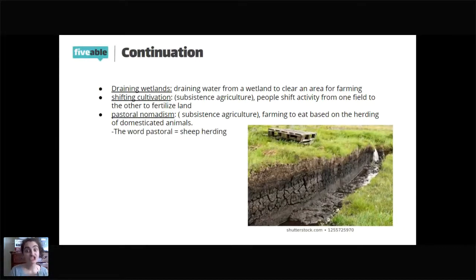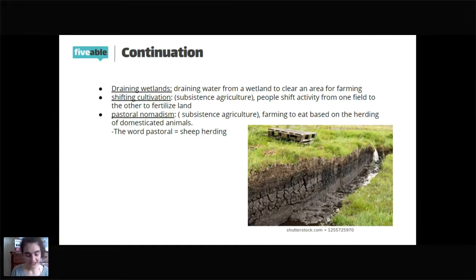It's where people shift from one field to another to fertilize them. Yeah, okay. So it's the idea where, let's say you have 4 fields, right? These 4 fields will be shifted. I don't know. In the beginning, I think it was only 2 fields, but after that, they started using the 4 field system, the rotational system, I think they call it.